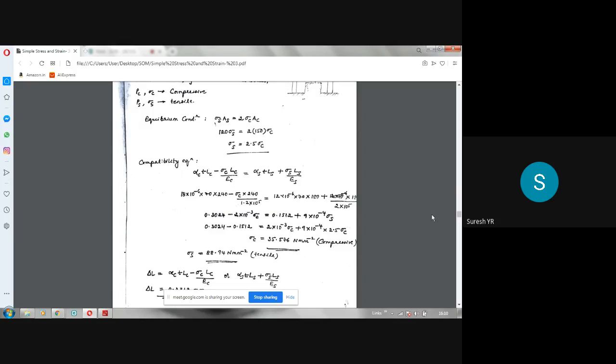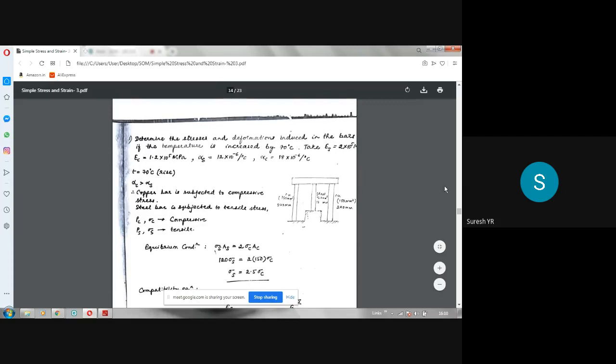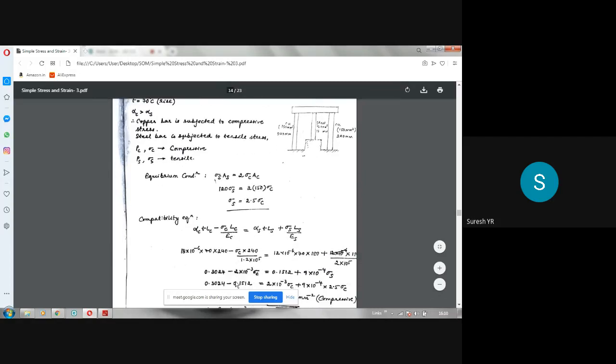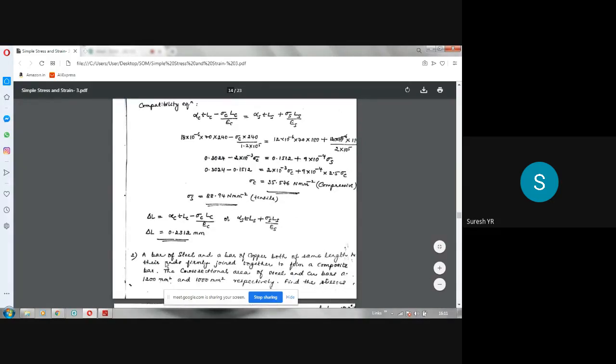Now, since he has asked what is the deformation of the compound bar, for that we have to use either this or this term. So both of these are equal to delta L. LHS term or RHS term, both are equal to delta L. So either you can use this or this. Whether you use this or that, you should get the same answer. That's a check. So delta L, I am using C.